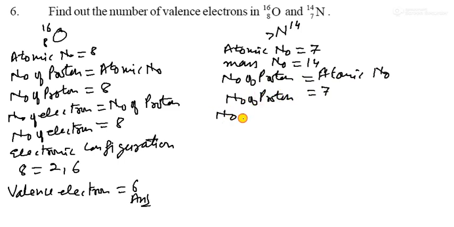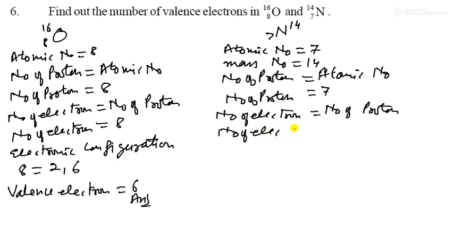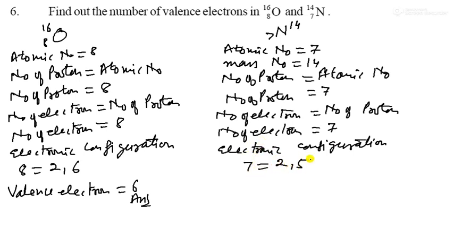Now number of electrons is equal to number of protons, both are same, so you can write number of electrons, that is number of protons, it is 7. So now find the electronic configuration. What happens to electronic configuration? It is 7, so you can say 2 and 5. So valence electron is equal to 5. So that is your answer.